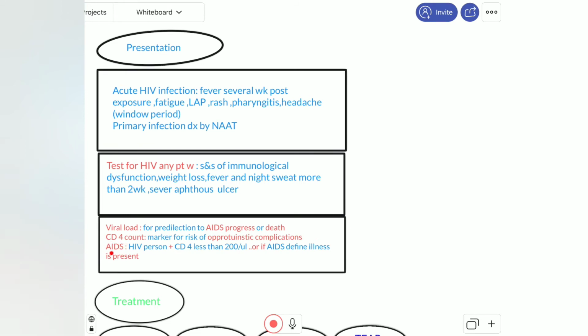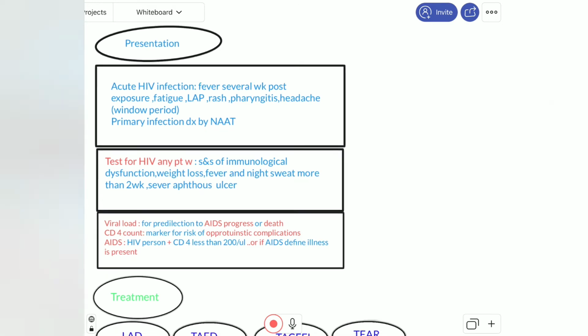Definition of AIDS: an HIV-positive person plus CD4 less than 200 per microliter, or if an AIDS-defining illness is present.